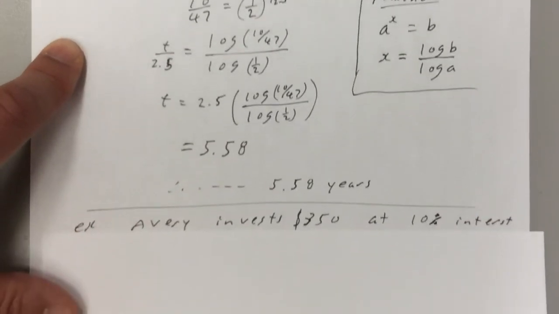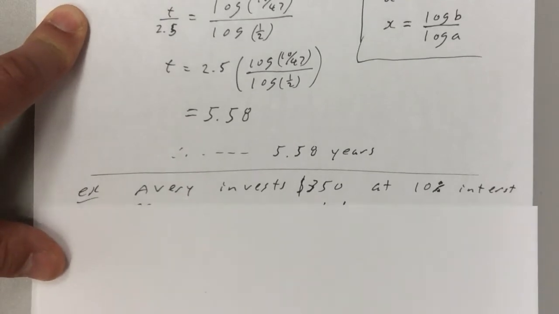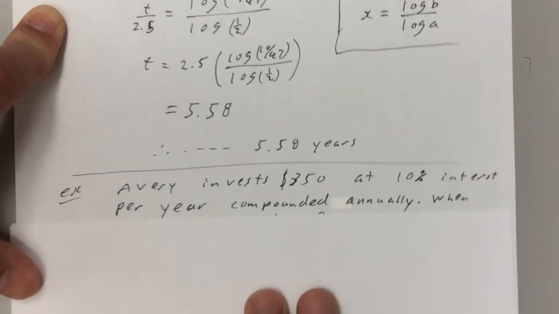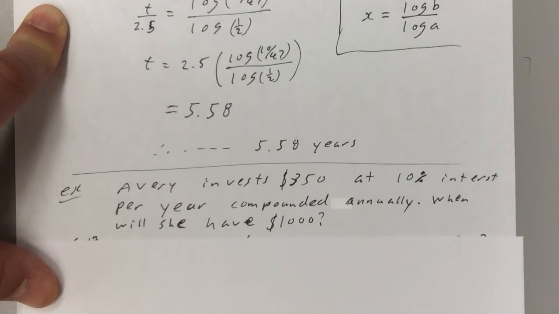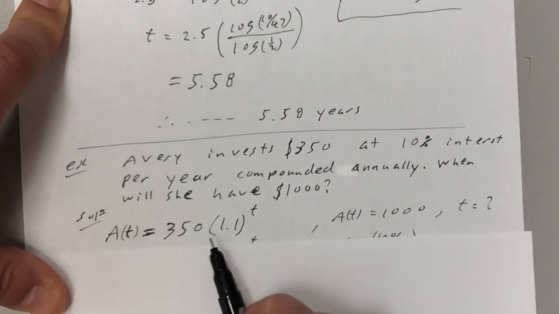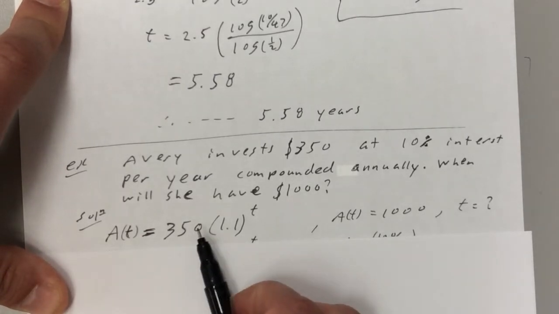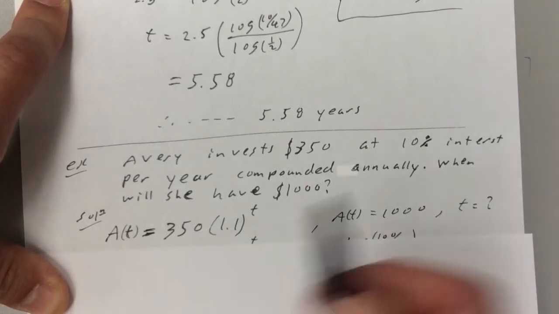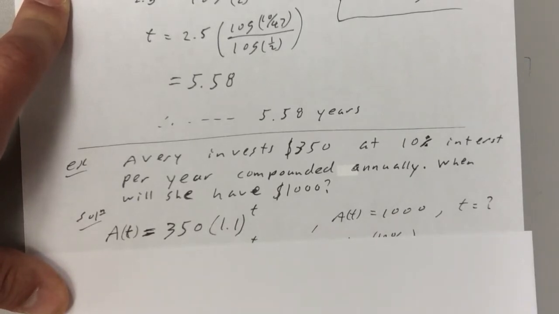Another question here, it's not necessarily a half-life or doubling time. Avery invests $350 at 10% interest per year, compounded annually. So every year she gets 10% of what was previously there. When will she have $1,000? In this case, every year she gets 110% of what she had. She starts with 350, then multiplies it by 1.1, and every year after that you get it again. So it's 1.1 to the t instead of 2 or 1/2.